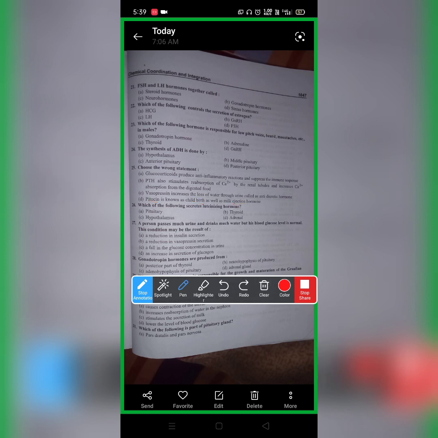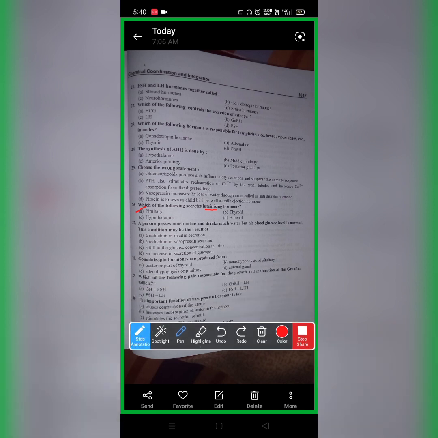Which of the following secretes the LH, that is luteinizing hormone? Option A is pituitary. Next are thyroid, hypothalamus, and adrenal. What will be the answer for this question? Option A will be correct. Can you guys comment what hormones you will see in the anterior pituitary?